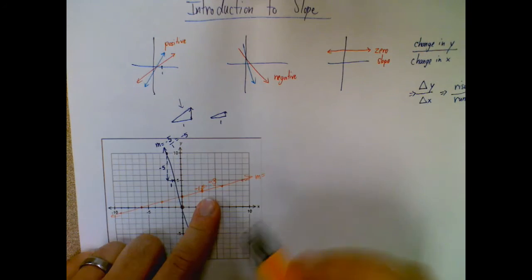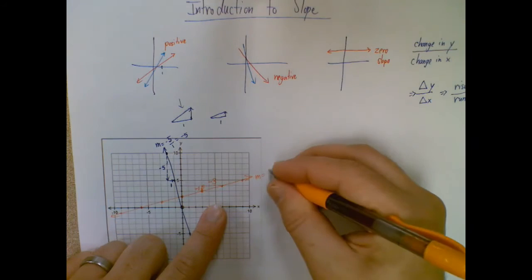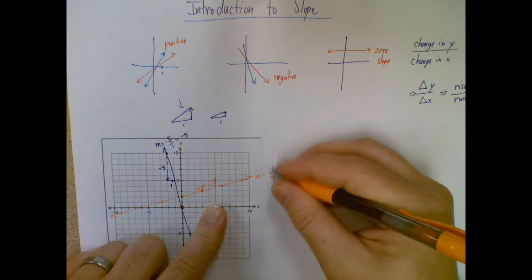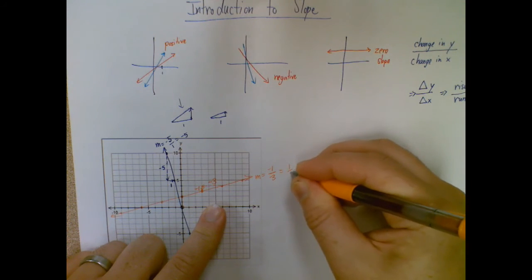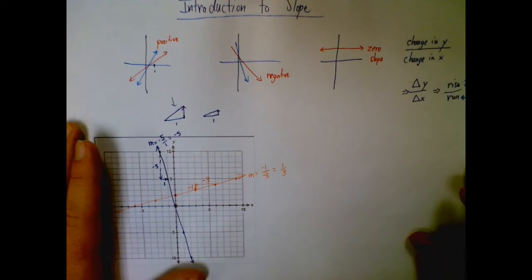So my change in y, be careful here, it's not necessarily the order you figure them out in, but y is right here. So negative 1 divided by my change in x, which was negative 3. They're both negative, so my slope for this one would be 1/3. Okay. So it's all counting and being very careful with your negative signs.